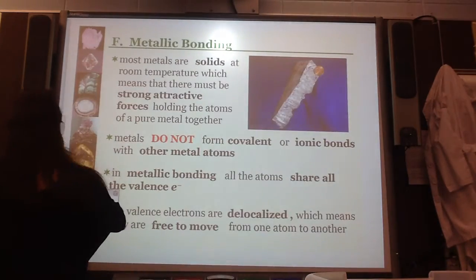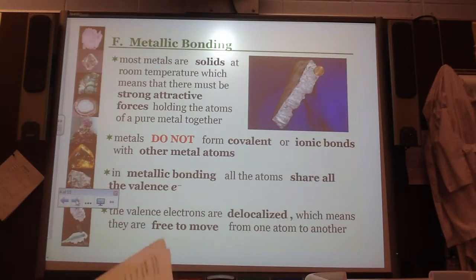So, with your notes then, most metals are solid at room temperature, which means that there must be strong attractive forces holding them together. Because if you think about it, the boiling point or melting point needs to be really high for metals, right? If we're going to melt a metal, the temperature needs to be really high. High melting point, high boiling point means strong bonds. Okay. So metals do not form covalent or ionic bonds with other metal atoms. So they're special.